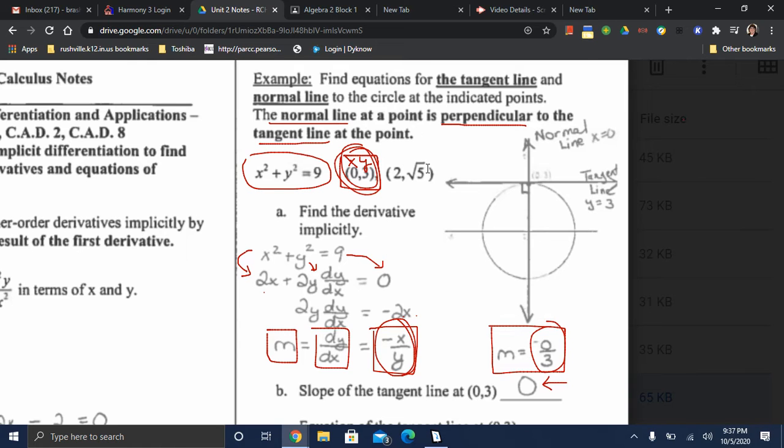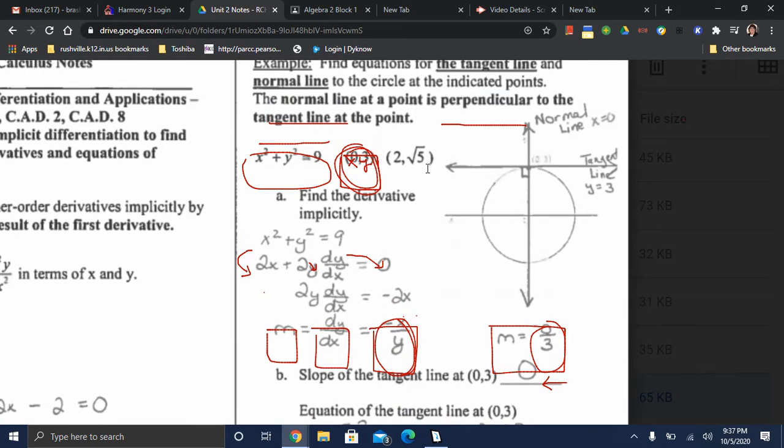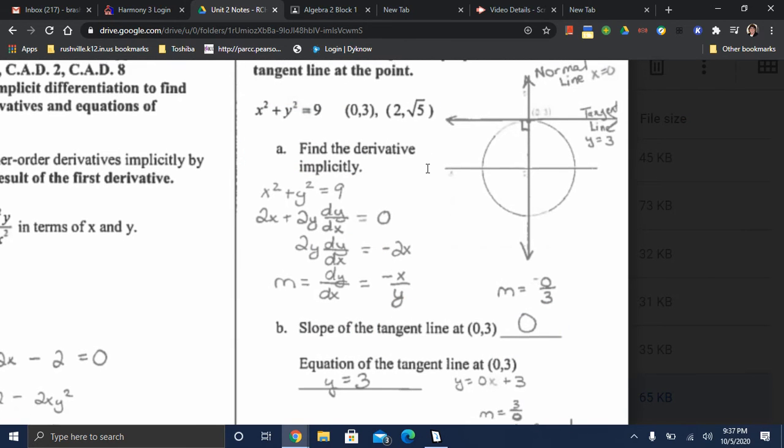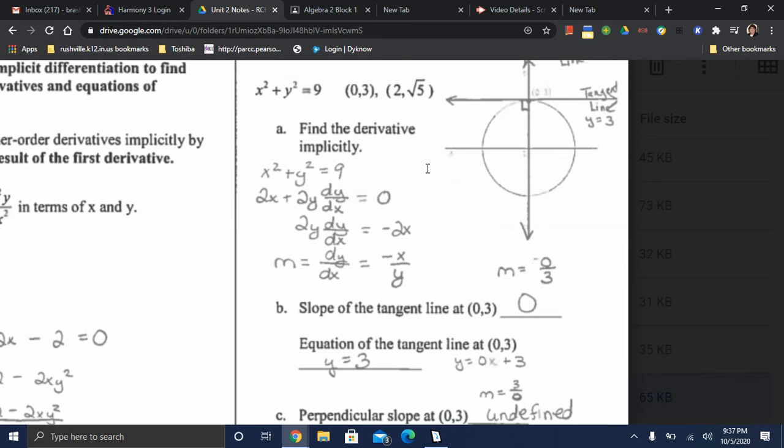And then I'll scroll up just a little bit here. Now we're going to find the equation of the tangent line. You can do your y equals mx plus b, but you actually have the y-intercept of (0, 3), and your slope was 0. So y equals 0x plus 3 is going to give you the horizontal line, y equals 3. And that's how we would know that this is the equation of the tangent line, y equals 3.